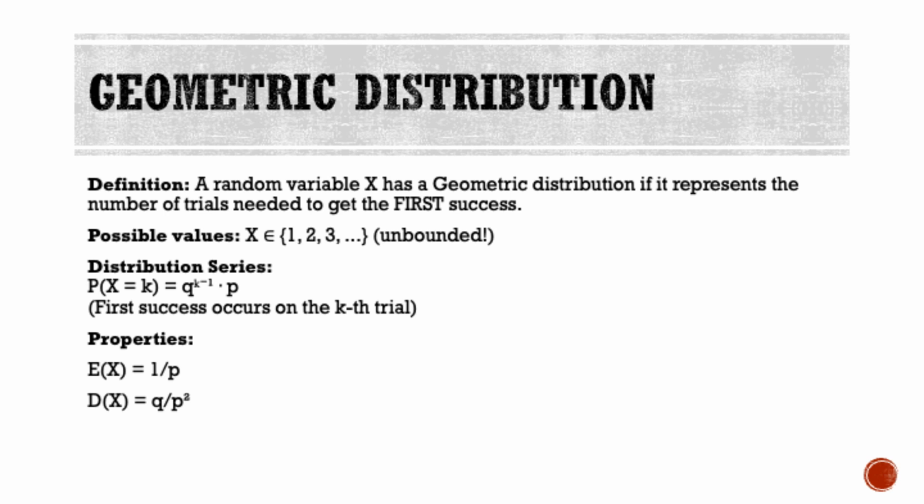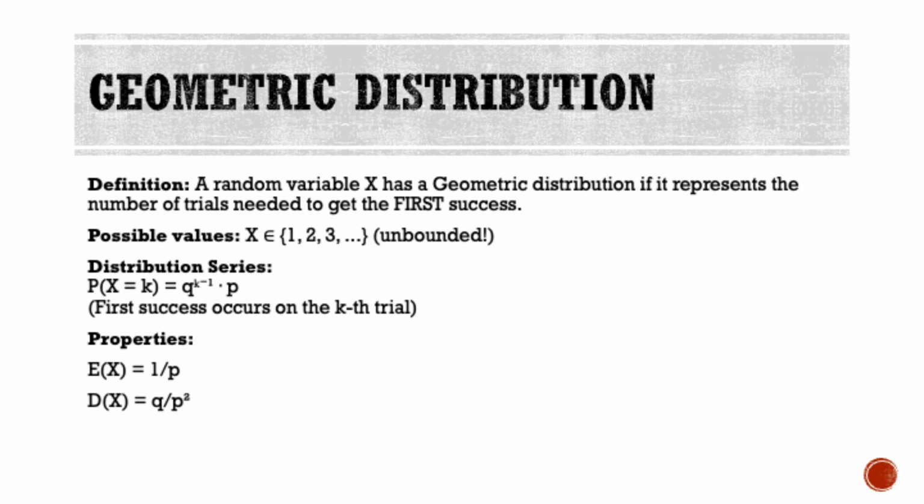The geometric distribution has an interesting property called the memoryless property. This means that even if you've already had many failures, the probability of success on the next trial is still p. It doesn't depend on how long you've already waited. This is a unique property that only a few distributions have.